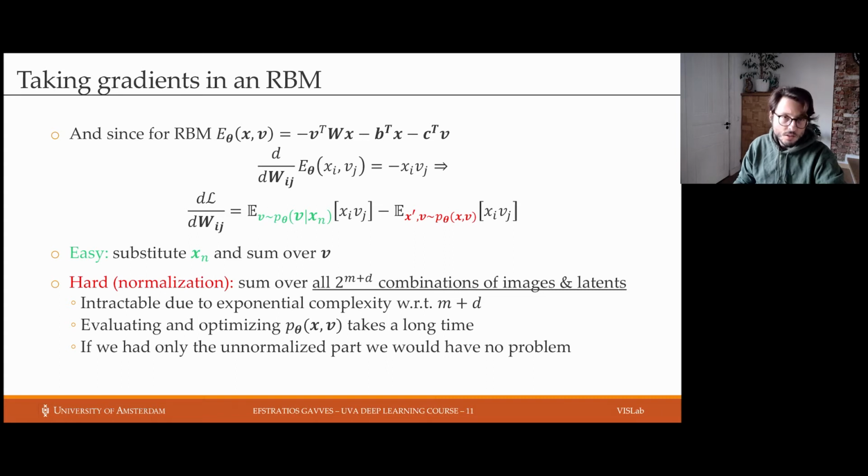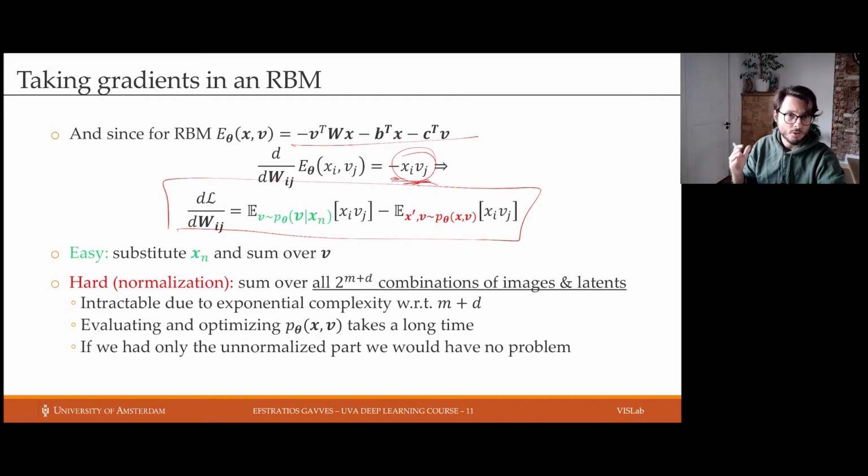Since for an RBM we have a very specific type of energy function, quadratic in form, taking the derivatives with respect to any parameter is straightforward. It simply corresponds to the multiplication of the ith visible dimension times the jth latent dimension. If we replace this term into the previous equation, then our gradient of the loss with respect to the parameters becomes much simpler, much less daunting. However, this doesn't mean that it's actually easy to compute this gradient. In fact, it is not.